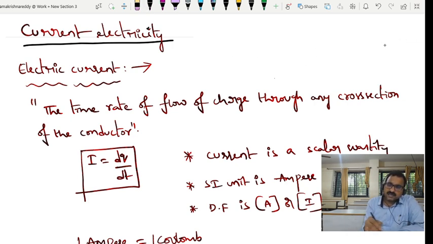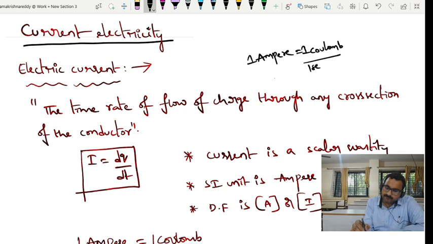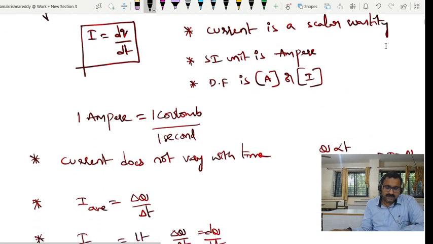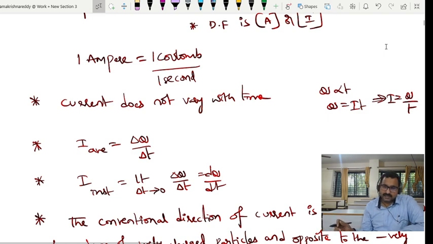Current is a scalar quantity. Its SI unit is ampere. I is equal to dq by dt, where I is in ampere. 1 ampere is equal to 1 coulomb divided by 1 second. Time rate of flow of charge through any cross section of the conductor, that is 1 ampere is equal to 1 coulomb divided by 1 second.